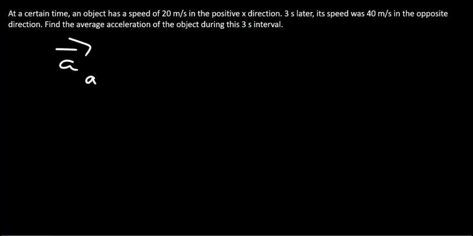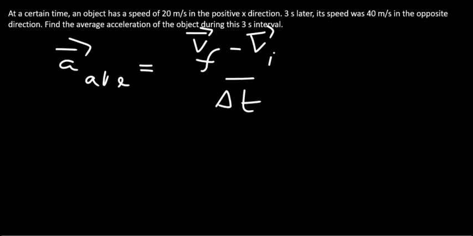So the average acceleration is computed using the final velocity minus the initial velocity over the time interval. The final velocity is 40 meters per second in the opposite direction. So 40 in the opposite direction is minus i hat, because originally the object was moving in the positive x direction.